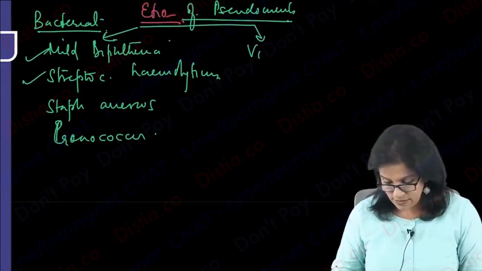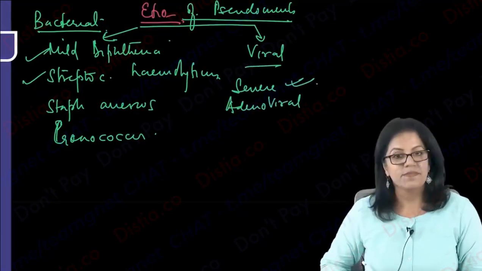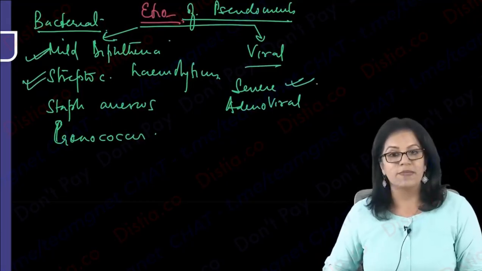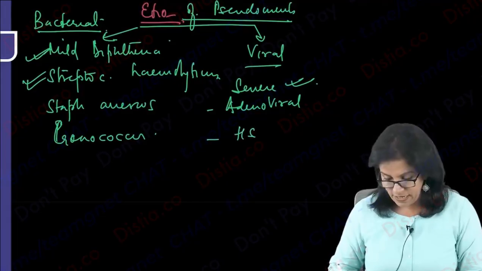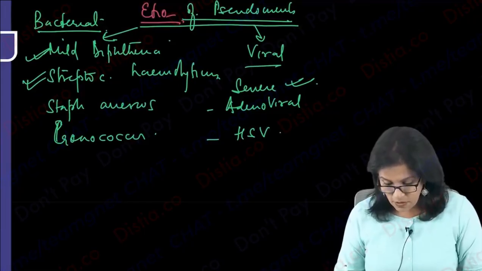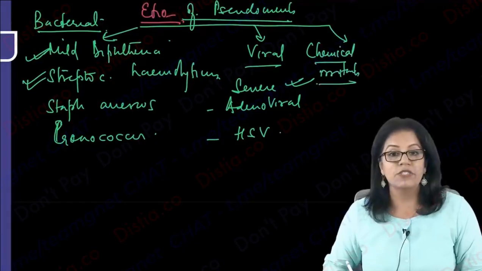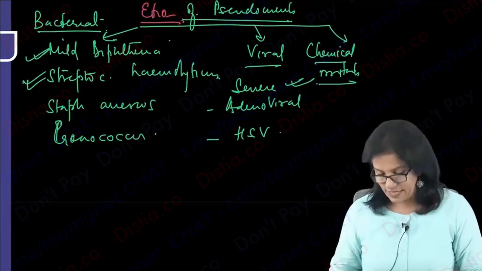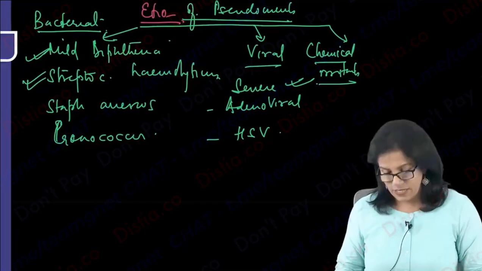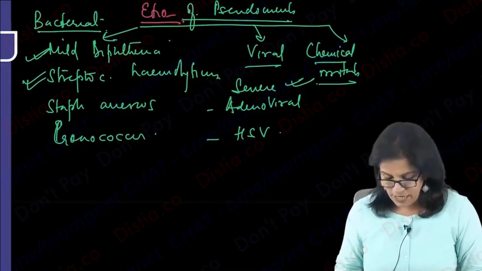In viral causes, very important is severe adenoviral infections. This is the one we will learn. And apart from this, yes, even herpes simplex virus. And of course, the third cause of pseudomembrane could be chemical irritants. We can just note down chemical irritants. Any chemical injury may lead to pseudomembranes as well. Of course, treatment would be according to the etiology, and we have to manage it.